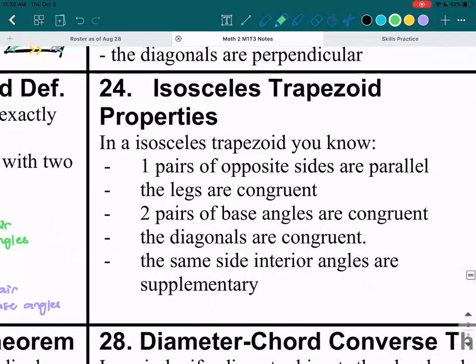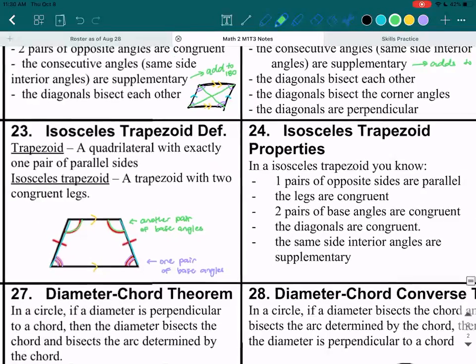Isosceles trapezoid properties. Let me just zoom out because I think it would be nice to have a picture. So there we go. In an isosceles trapezoid, you know that one pair of opposite sides are parallel. Those are the ones we marked in yellow over here. The legs are congruent. So those are the blue legs that we have over here. They are congruent in the isosceles trapezoid. The two pairs of base angles are congruent. So the green angles are congruent as well as the purple angles being congruent. The diagonals are congruent. Okay, so I haven't drawn diagonals.